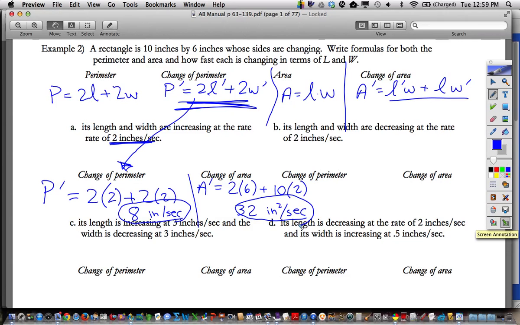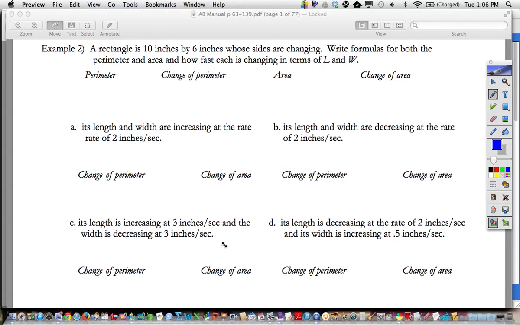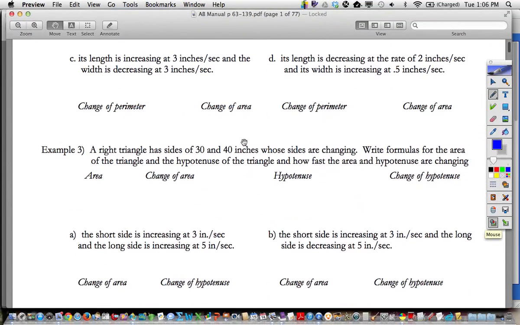Okay, now in this one, they're decreasing. So what do we got? -2. The L prime and the W prime would be negative when we plug them in. That's the only difference. Okay? And then they go on to do some examples. We won't do these, but there they say, now what if the length was increasing at 3, but the width was decreasing at 3? Well, what did they just tell you there? Length increasing at 3 would be what?